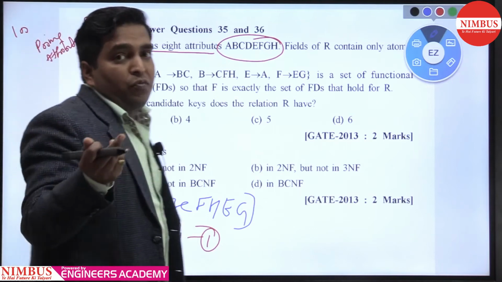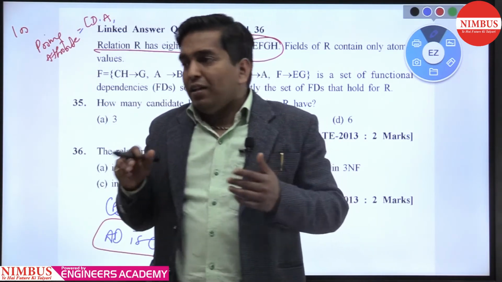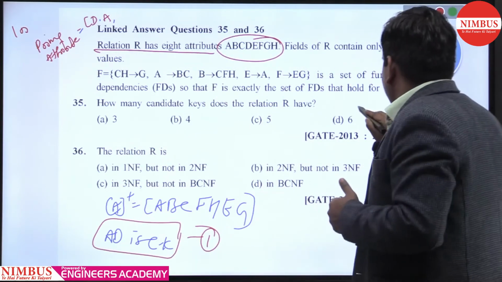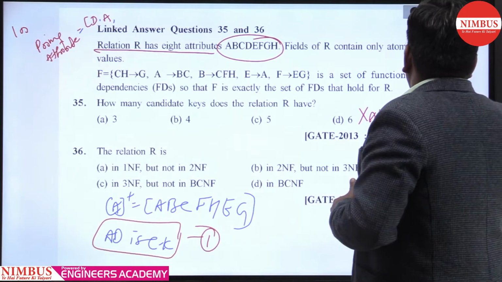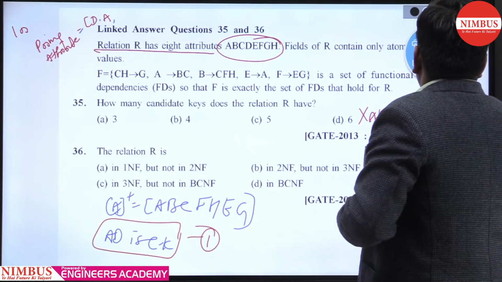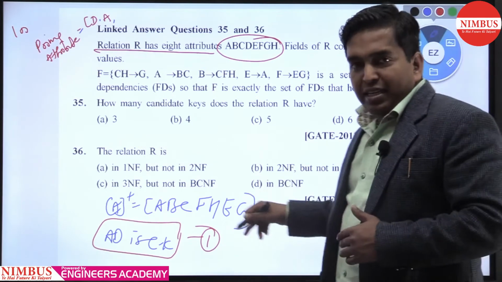Getting my point? And what is the procedure to find multiple candidate keys? First we find only one candidate key. Then, if any X attribute determines a prime attribute, you can say multiple candidate keys are possible. So we find the first candidate key, that is AD.